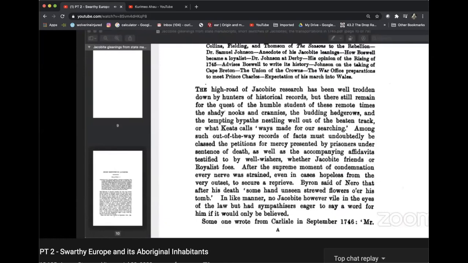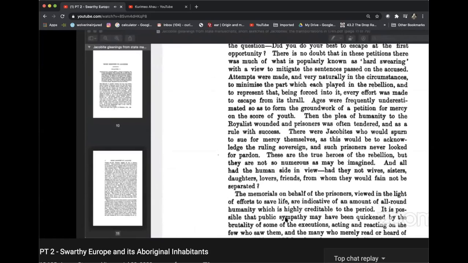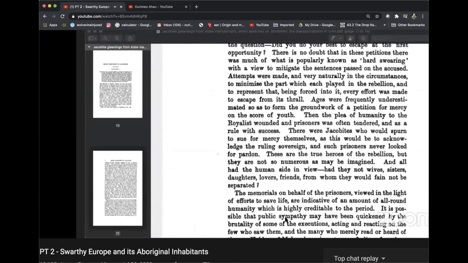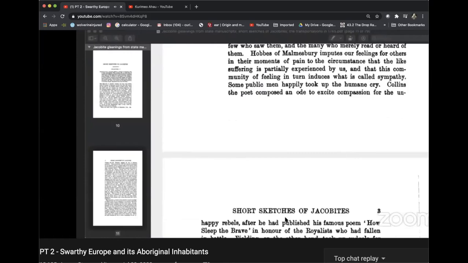Among such out-of-the-way records, the facts must undoubtedly be classed the petitions for mercy presented by prisoners under sentence of death, as well as the accompanying affidavits testified by well-wishers, whether Jacobite friends or royalist foes. The Jacobites, if you don't know the story, were the supporters of the Stuart line of kingship in Scotland and England. King James is a part of that line, and when he got dethroned by William of Orange, he still had supporters who were trying to help him get back in power, and they were never able to get him back.